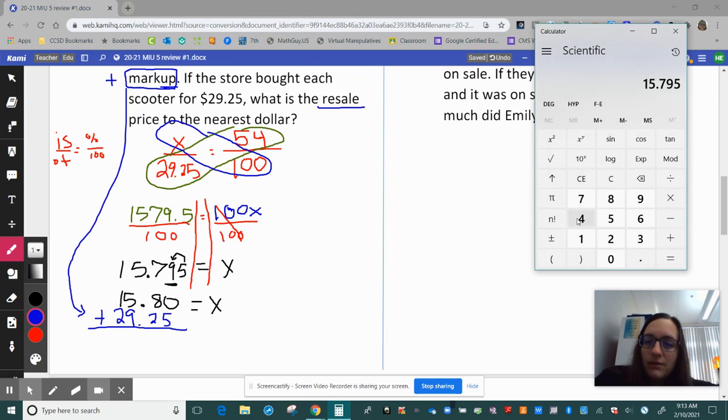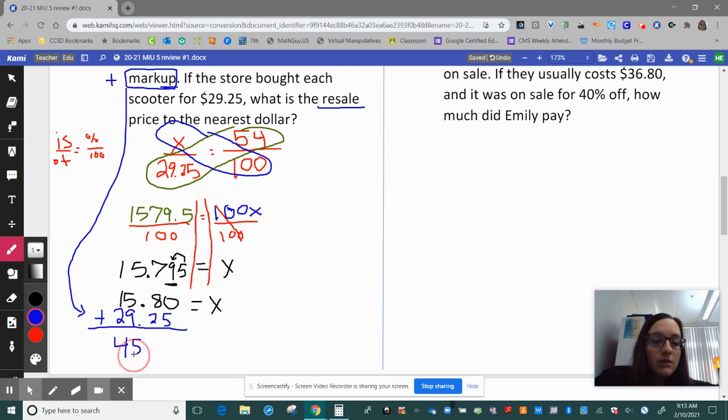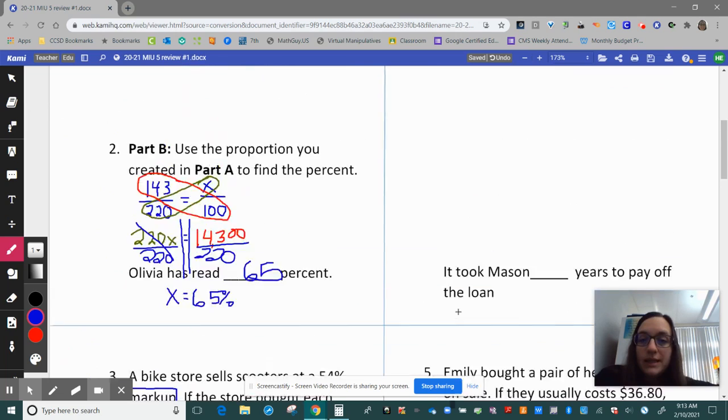And I think I still have that. Oh, here we go. 15.80 plus 29.25 gives us $45.05. So that is our resale price. So watch out, make sure to do that extra step of mark up so you don't get it wrong. All right, next.